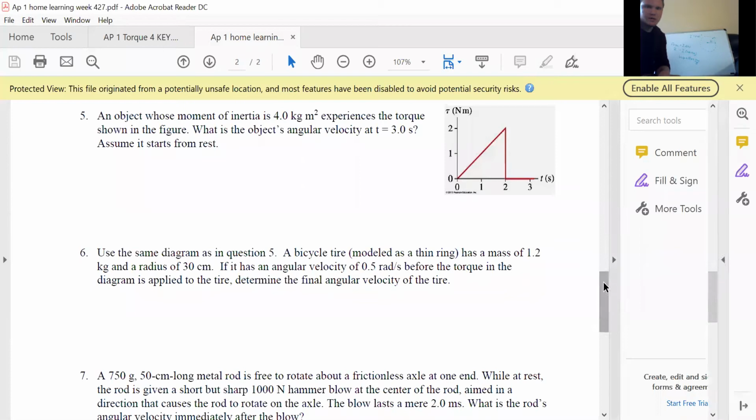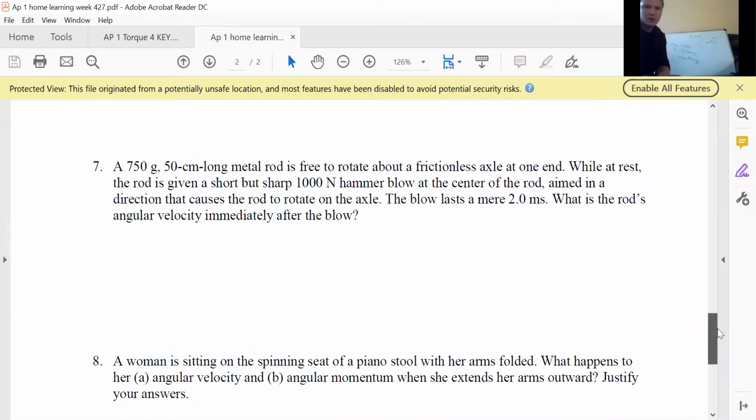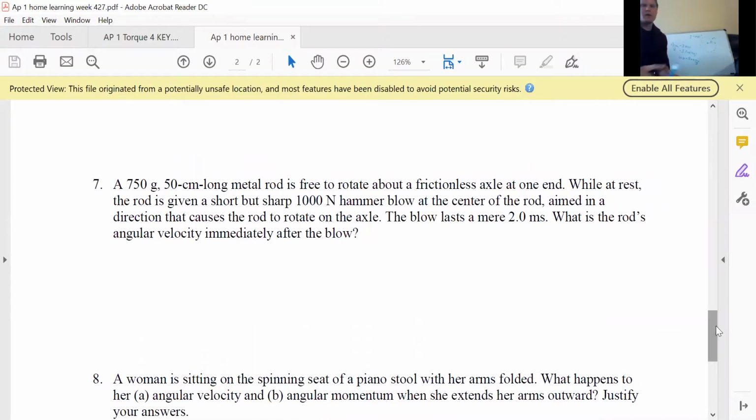All right, so now we have number 7. We have a rod with a length and a mass, and it's rotating about one end. Keep in mind that moment of inertia depends on which way the object is going to be rotating. If you have a pivot point or an axis of rotation through the end, that's going to be very different than a pivot point through the center or through its axis of symmetry. So be careful about that.